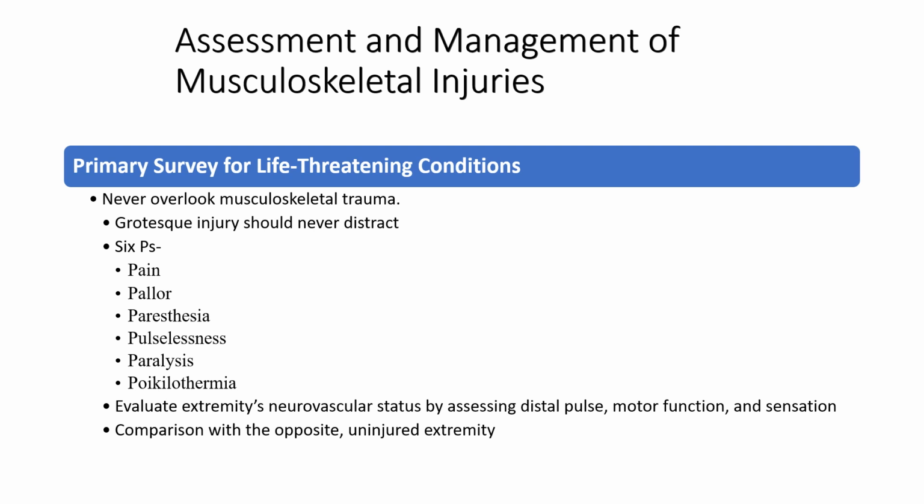So evaluate the extremity's neuromuscular status by assessing distal pulse, motor function and sensation, CSMs, PMS, whatever you want to call those. And if you're unsure whether one looks right or not, compare with the opposite side. Let's say you happen to fall forward and break both wrists, and you don't have a lot to go off of.